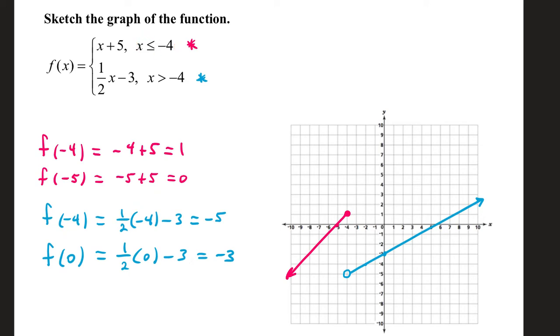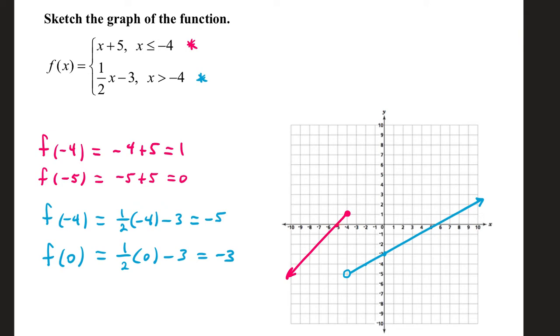In the pink, I have subbed in -4 and a number less than -4, and just to make it easy was -5. This is just to give you a rough idea of where your graph will exist. When x is -4, our answer was 1. You pair those up, -4, 1. That's the ending point of the top piece. When x is -5, our answer was 0. So that tells us -5, 0.